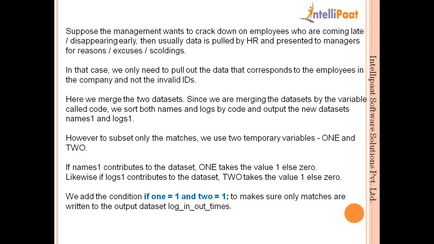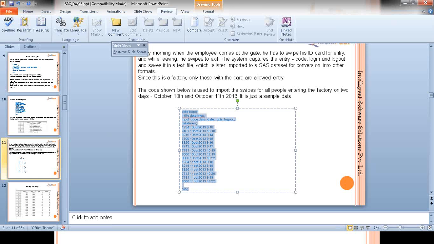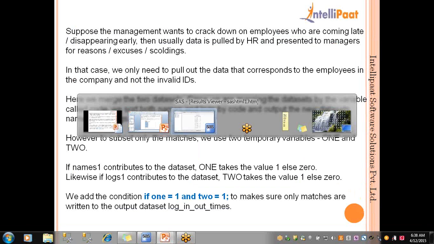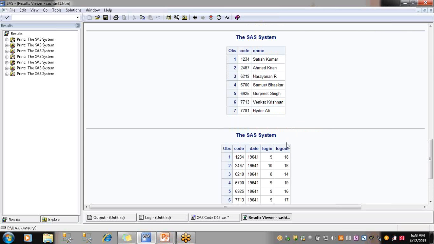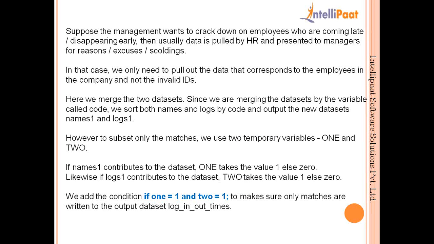Here we merge the two data sets, since we are merging the data sets by a variable called code. In both the data sets we have a code. In the first data set, you have code and name. In the second, you have code, date, login, and logout time. So we only need to pull out the data that corresponds to the employees in the company, not the invalid IDs, right? So here we merge the two data sets.